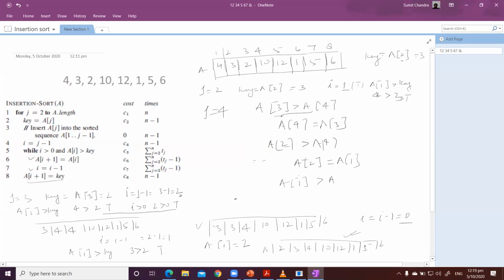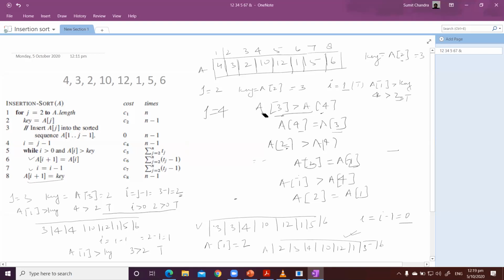So first we check whether A3 is greater than A4 or not. If A3 is greater than A4, A4 is equal to A3. Now we'll check whether A2 is greater than A4. If A2 is greater than A4, then A3 will be equal to A2. Then we'll check whether A1 is greater than A4. Then A2 will be equal to A1 finally. And at the last we'll insert the key.